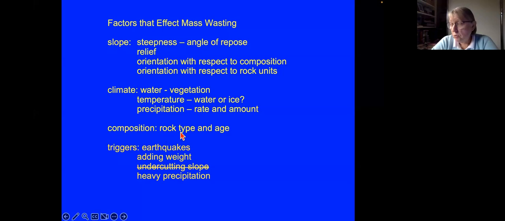Composition, usually the younger the rock, the more unstable. And for a schist, Pelona schist is pretty young. Most of the Pelona schist dates at anywhere from about 50 to about 35 million years. And so for a schist, that's a very young rock.